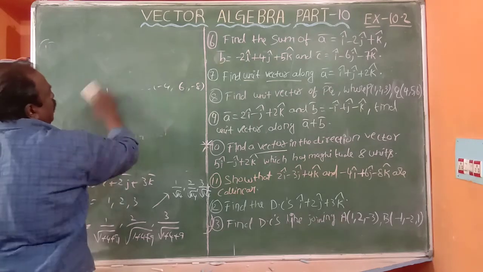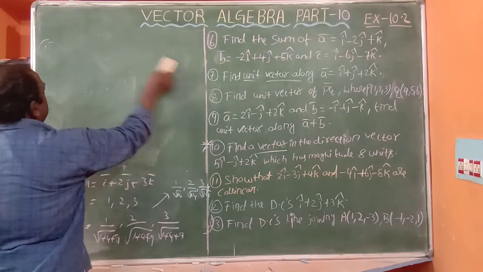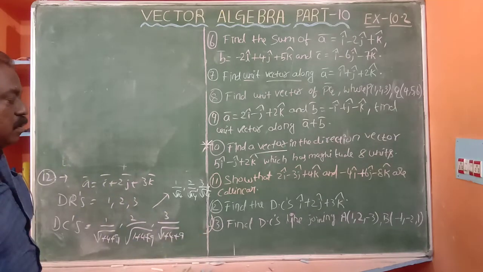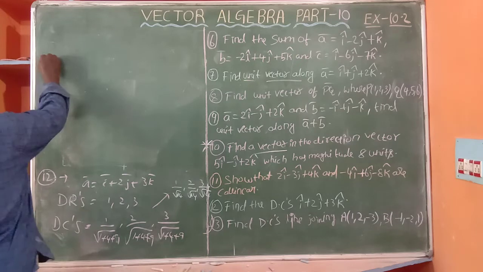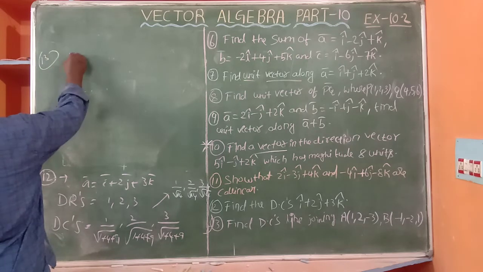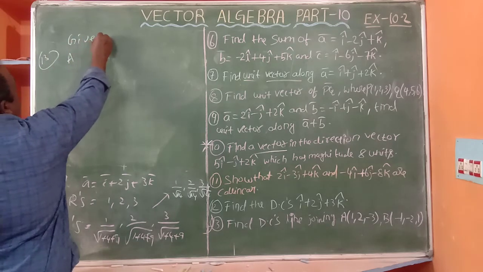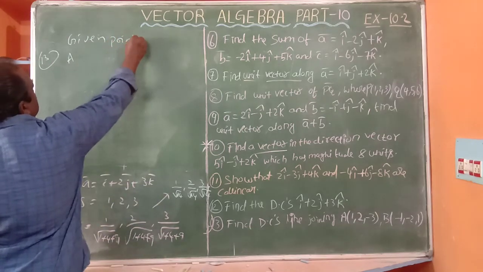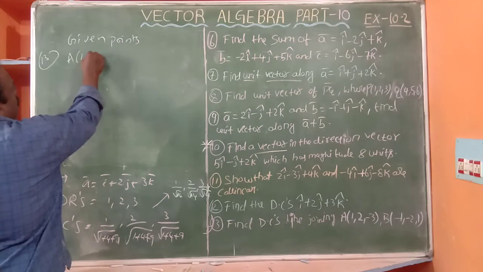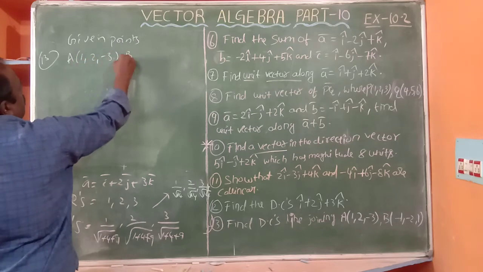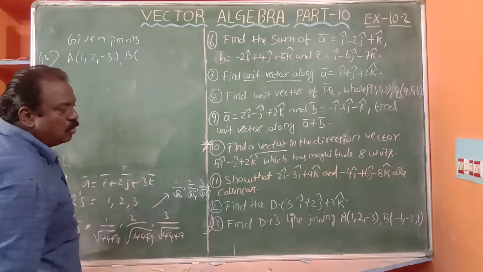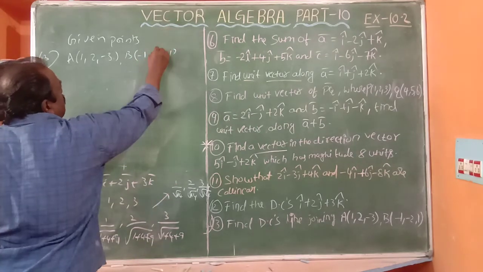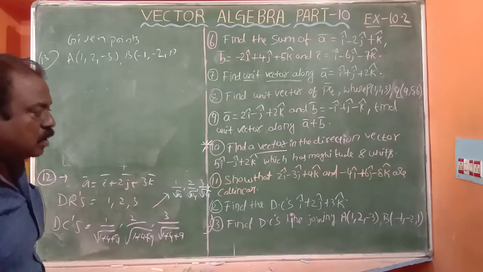It is okay. Next we go to the last one. Find the DCs of the line joining, the 13th one, the given points. We are given the points A: 1, 2, minus 3, and B: minus 1, minus 2, 1.